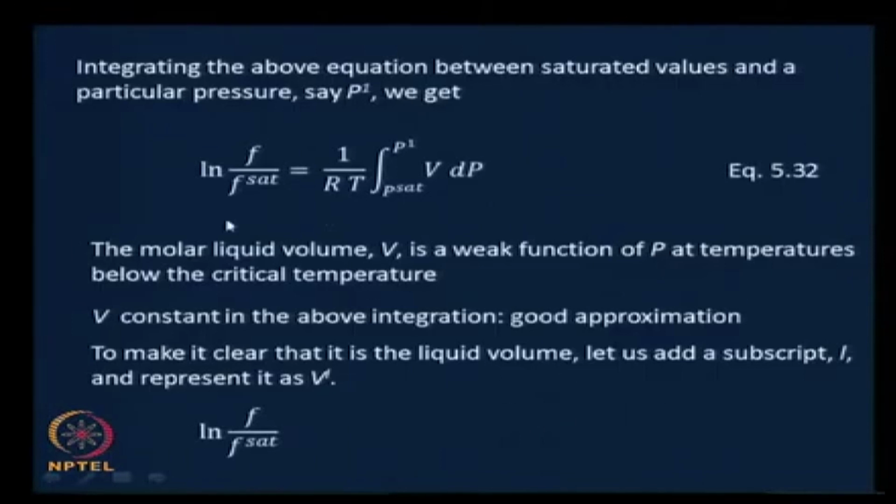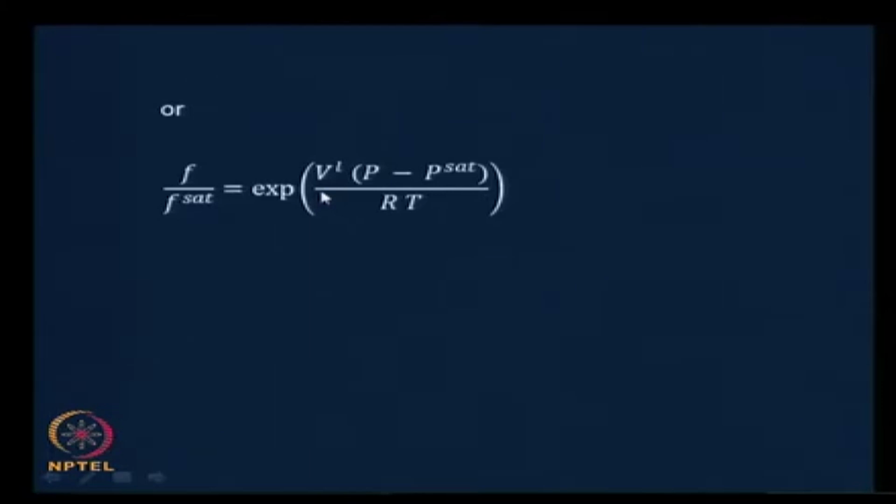Therefore, we will get ln of f by f sat equals 1 by RT, V^L is a constant that has come out, therefore V^L by RT, and the integral of P sat to P1 dP is nothing but P1 minus P sat. We are just going to drop this 1 here, therefore P minus P sat, or f by f sat equals exponential of V^L into P minus P sat by RT. Earlier there was a log here, therefore f by f sat becomes the exponential of the right hand side.